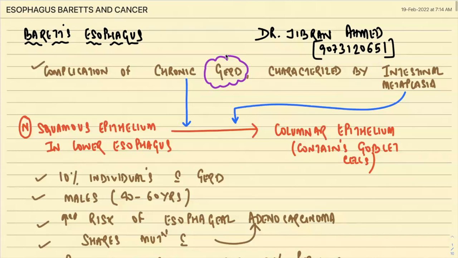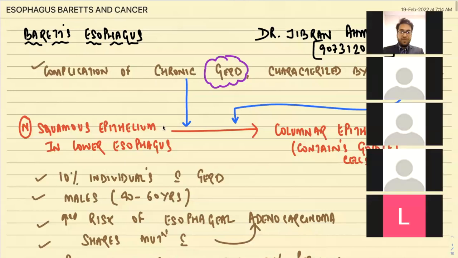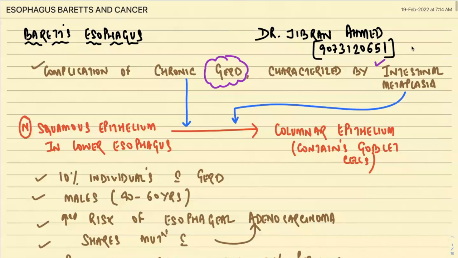Now, one very important thing with regards to this is, what is Barrett's esophagus? It is actually characterized by metaplasia. Which type of metaplasia? It is an intestinal metaplasia. That means because of the chronic gastroesophageal reflux disease, there is a conversion of the normal squamous epithelium in the lower esophagus into columnar epithelium, and not any columnar epithelium, but that type of columnar epithelium which contains goblet cells. So this is very much similar to the intestinal columnar epithelium. That is why it is also called intestinal metaplasia.